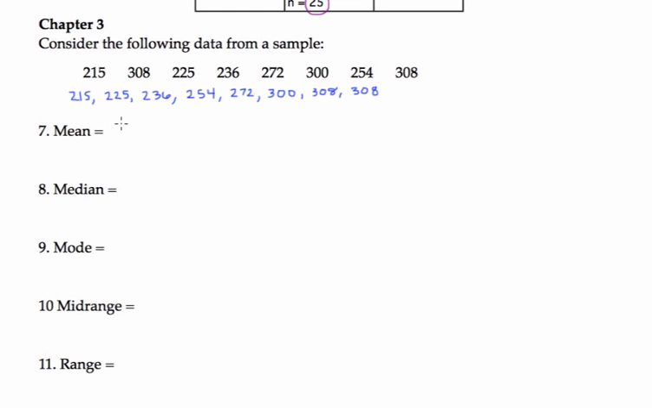Mean. The formula on your formula sheet is add up all your data values and divide by the number that you have. So I'll add up all my values, divide by 8, I have 8 data values there. I get 264.75. Remember that you need to round that.